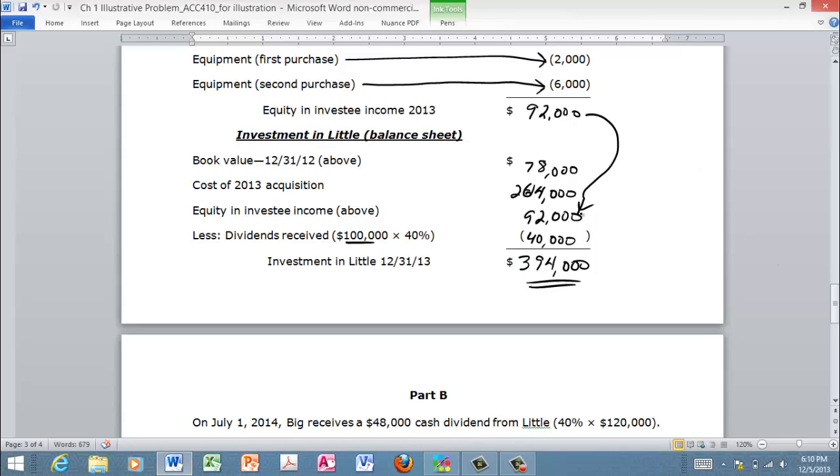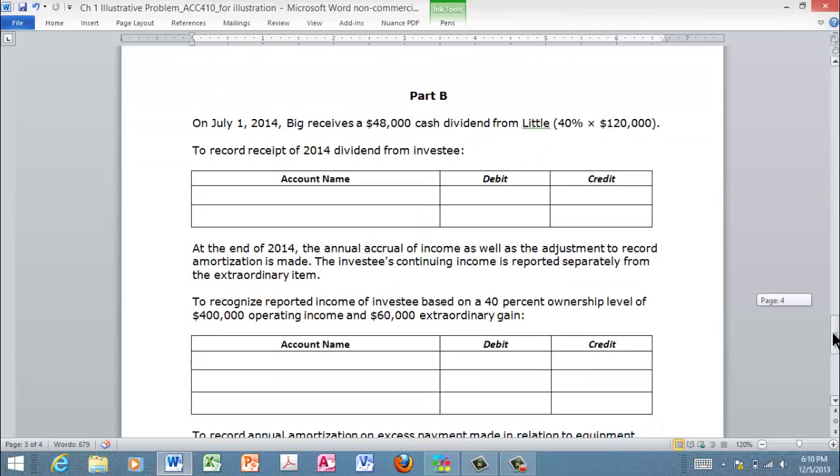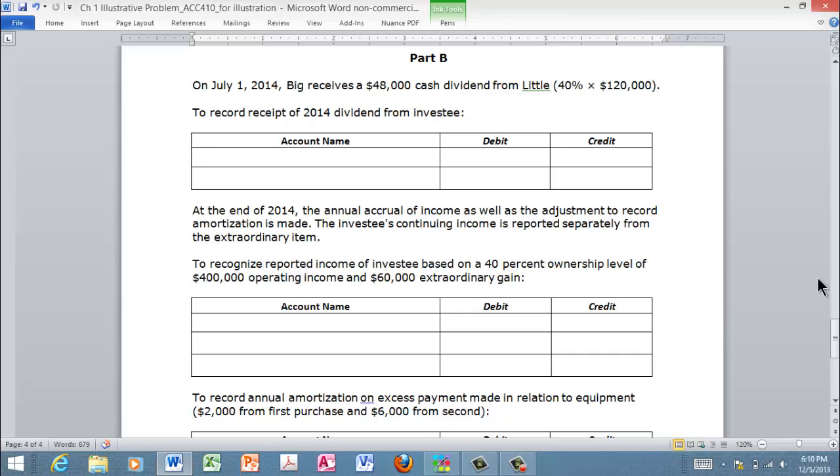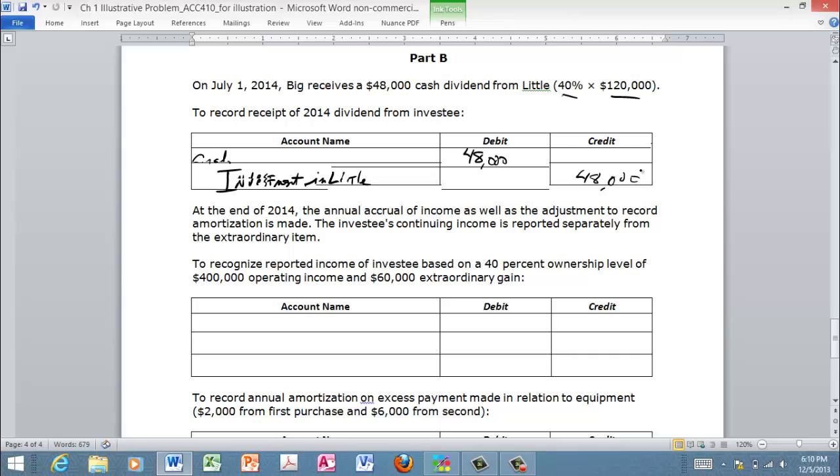So how do I account for all this good stuff? Well, in 2014, we had Big receiving a $48,000 cash dividend from Little. And remember, we owned 40%. They had $120,000 of income. So that entry on my books in 2014 is debit cash for the $48,000 and credit investment in Little. Okay.